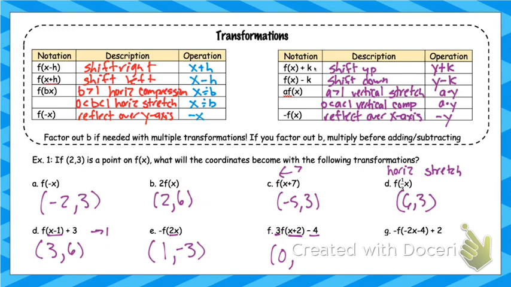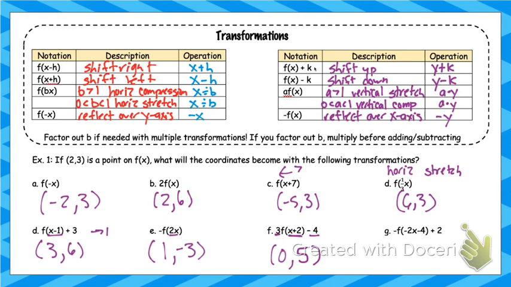When there are multiple transformations, for vertical, you can always follow PEMDAS order. So for our vertical transformations, I'm going to follow PEMDAS. So what I'm going to do is take 3 times 3 minus 4. So 9 minus 4 is 5. So for vertical transformations, follow normal PEMDAS order.